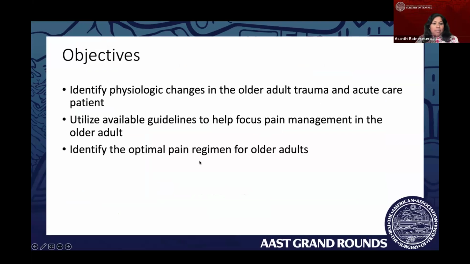So my objectives for this talk are to identify physiologic changes in the older adult trauma and acute care patient, to utilize available guidelines to help focus your pain management in the older adult, and then figure out what the optimal pain regimen may be for the older adult.